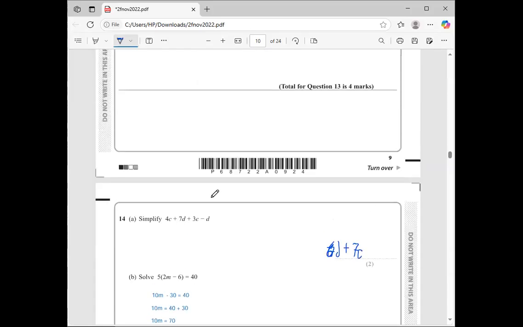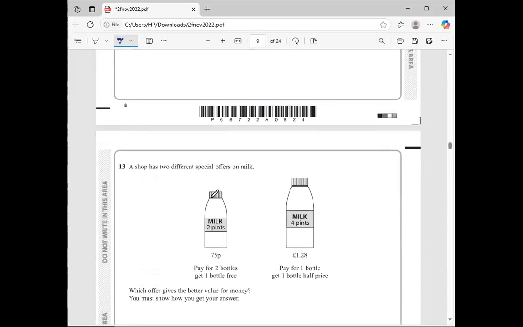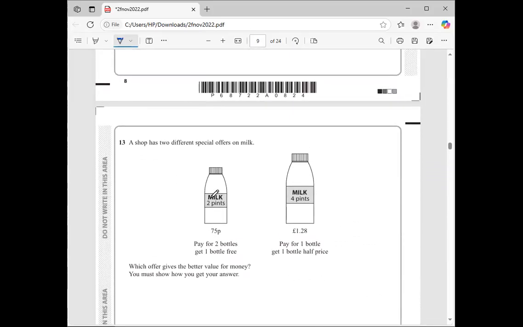So can we move on? Yes. It says a shop has 2 different special offers on milk. Okay, this is the first offer, milk 2 pints, milk 4 pints.